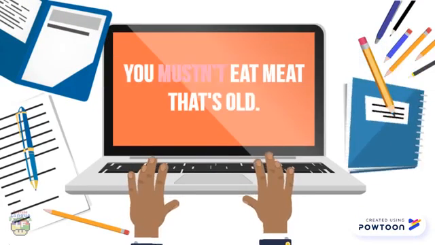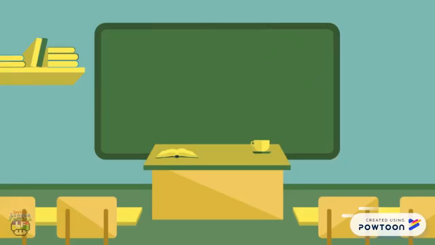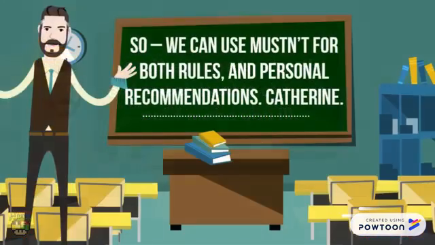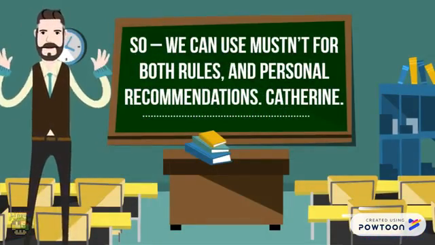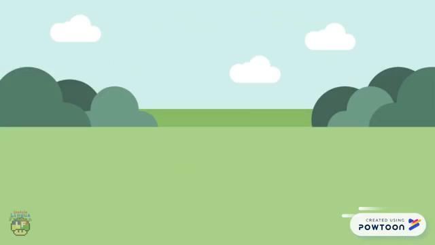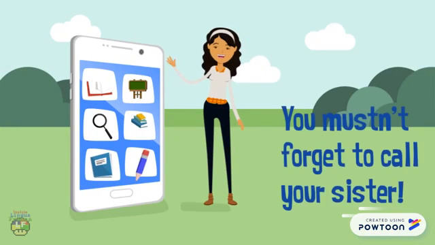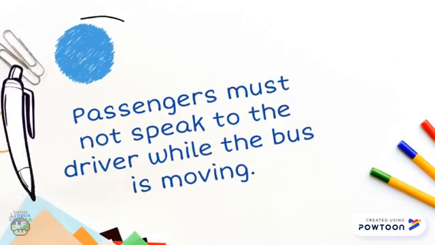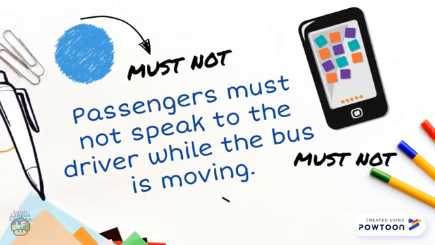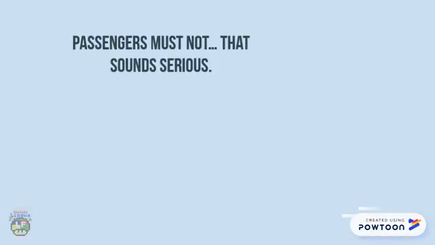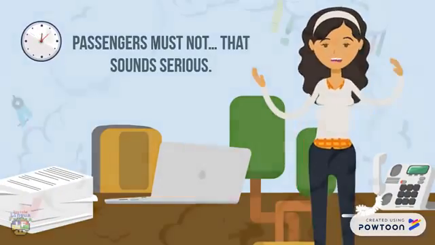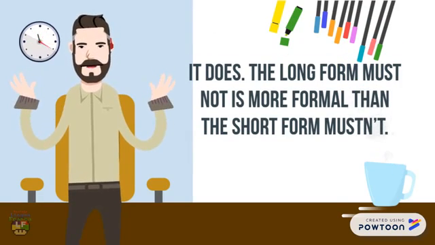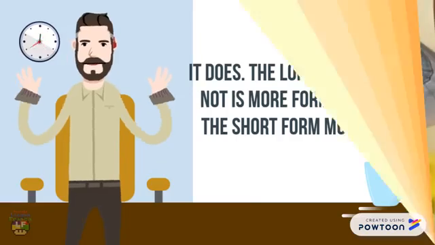You mustn't eat meat that's old. In other words, don't eat meat that's old. It could make you ill. So we can use mustn't for both rules and personal recommendations. You mustn't forget to call your sister. Passengers must not speak to the driver while the bus is moving. That sounds serious. It does. The long form must not is more formal than the short form mustn't.